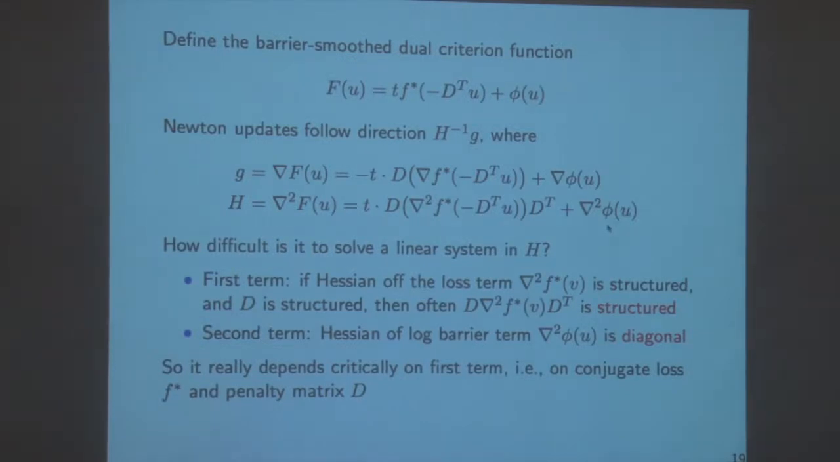In other cases, certainly when d is dense, but even in other cases than that, when the Hessian doesn't have a nice structure, this will not be structured, and so this whole matrix H will be dense, and it's going to be very expensive to solve these linear systems. Right, so the jury is out for the interior point method. The answer is that it really depends critically on the conjugate loss, whatever that ends up being in our problem, and the penalty matrix. Yeah, Sammy.